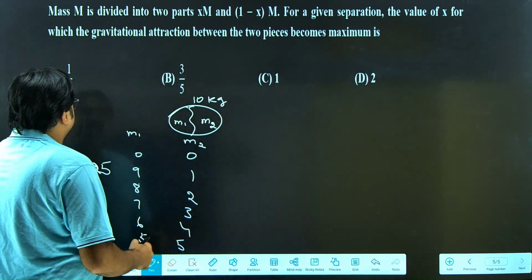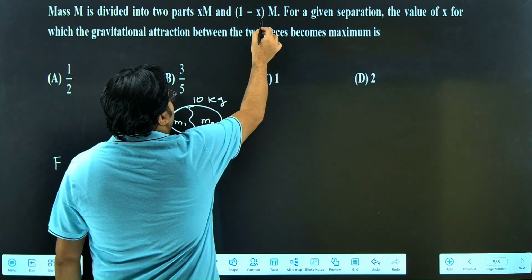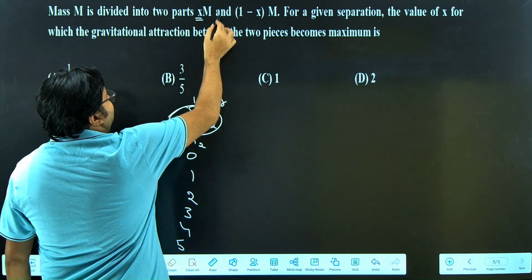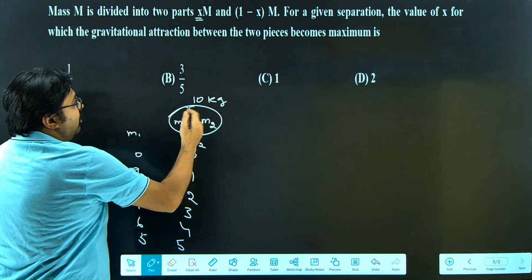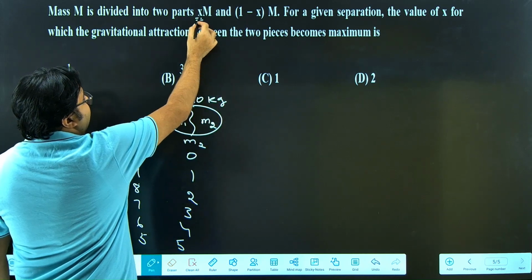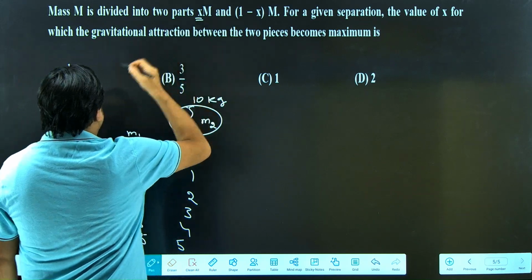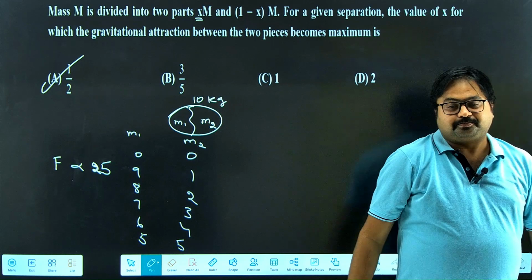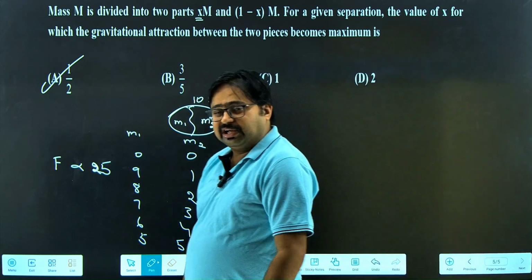When that is the situation, what should be the value of x is the question. If one fragment has to be 1/2 of the total mass, that is what we are talking about. So it's quite obvious that x is 1/2. X is 1/2. This is how you would do it logically.